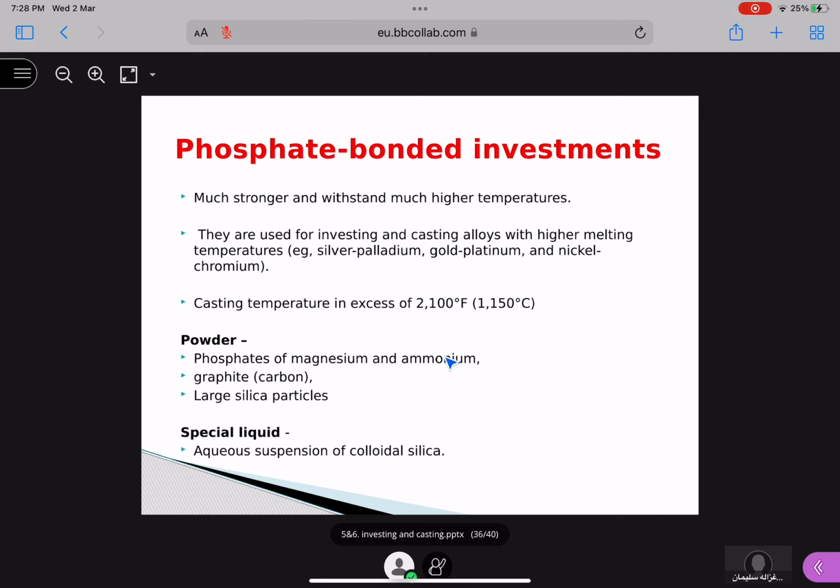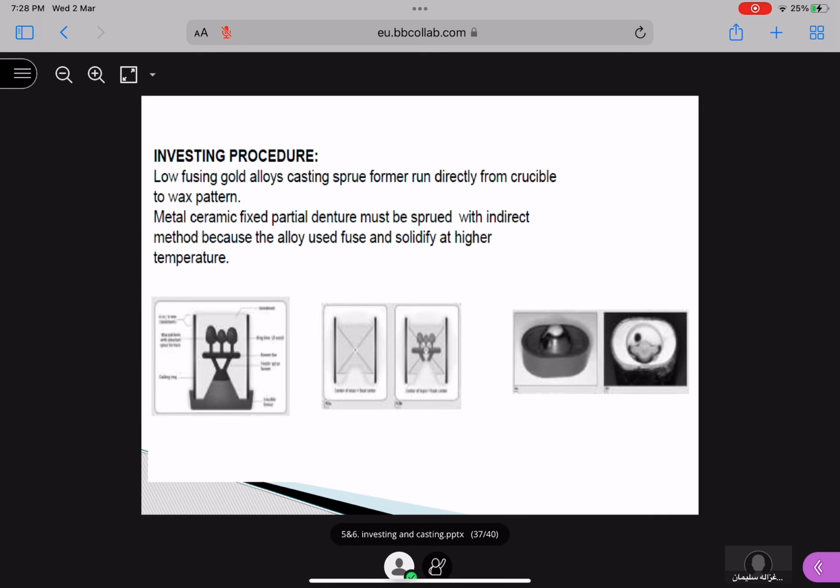In the powder, we have the phosphate of magnesium ammonium, we have graphite, that is carbon, and we have large silica bulk, and we have a special liquid which is the colloidal silica aqueous solution. For the investment procedure, we are not going through the whole procedure; there are just small differences there.